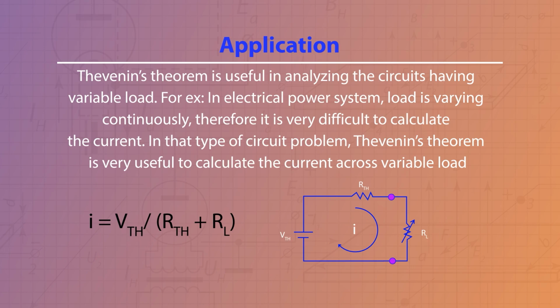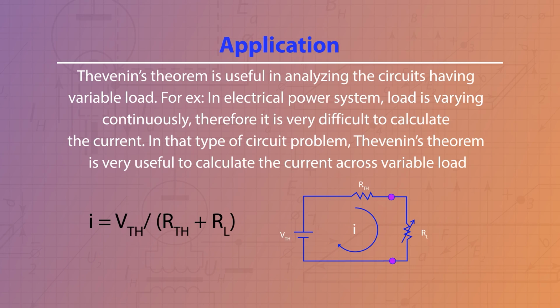As you can see in the circuit, here the load resistance is a variable. As the load keeps changing, you have to calculate the load current again and again. So what will you do? You would have to apply either mesh analysis or nodal analysis again and again. That means it will be very complicated. But when you apply the Thevenin theorem, you just have to find the Thevenin voltage and Thevenin resistance, and these two quantities will be fixed.